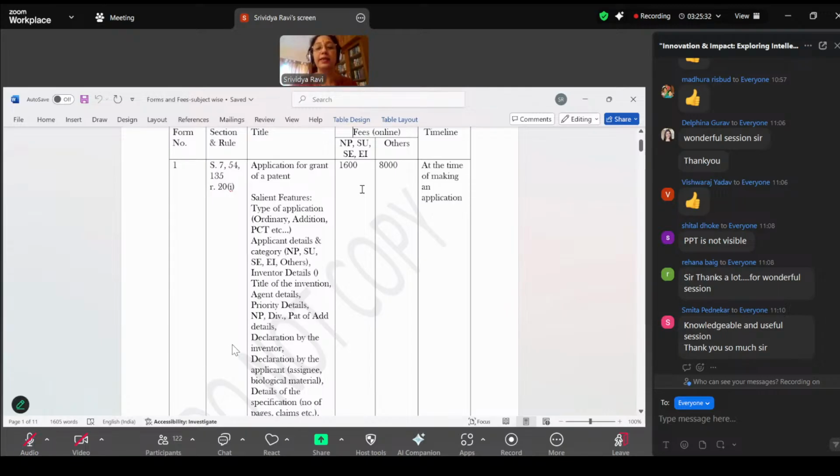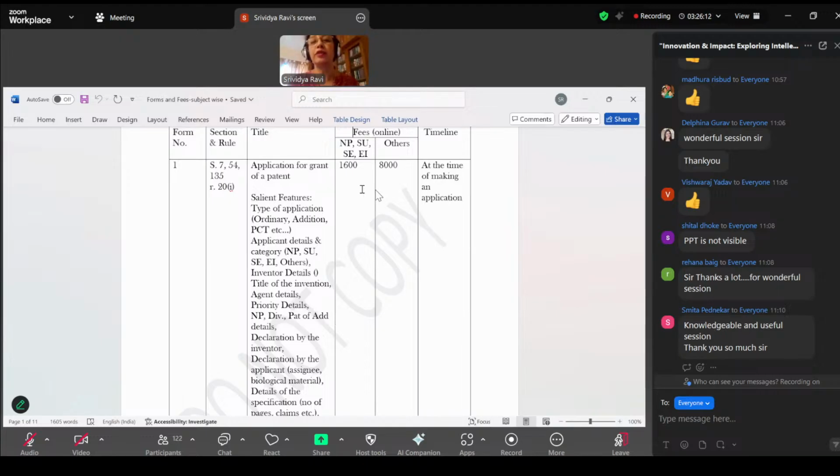So basically, this is a table. I would request you to just understand that the following details are there. The form number is there, the section and rule of the Patent Act which is applicable, the title and the purpose of the form, the fees that have to be paid. Now these are all fees to be paid online. When you're paying in person or when you physically go to the patent office to pay, you have to pay 10% more. So there is a discount when you pay online, and now everybody has adopted the online process. That is why I've specified only that.